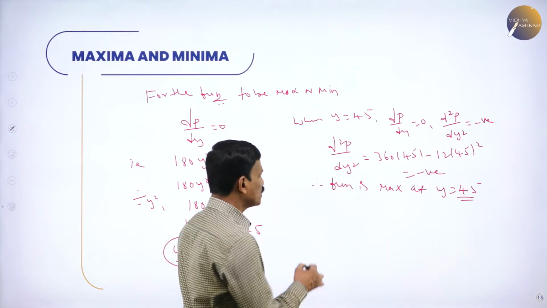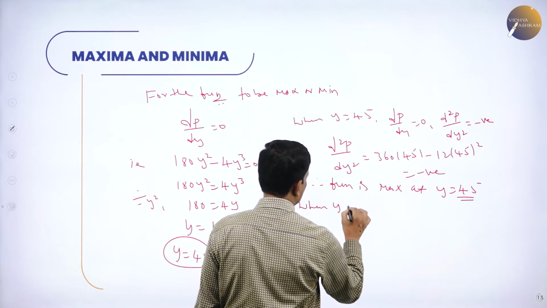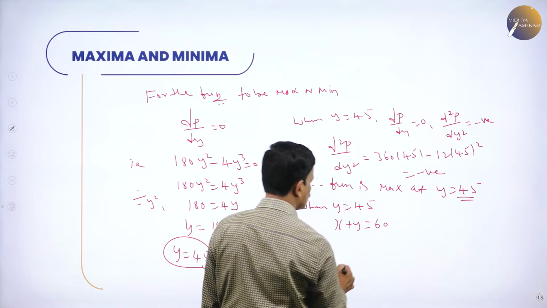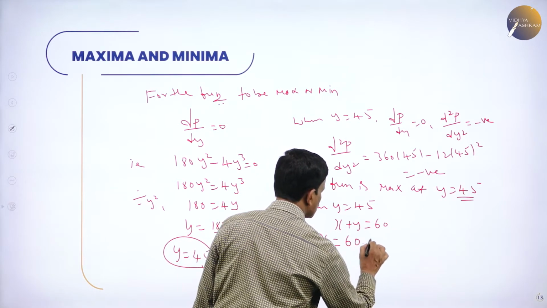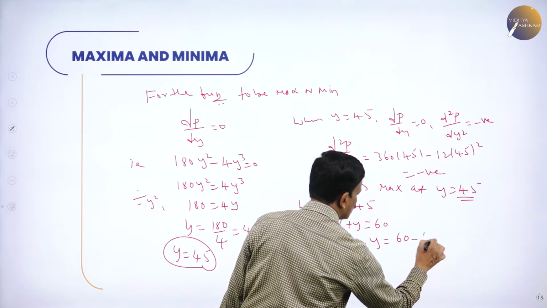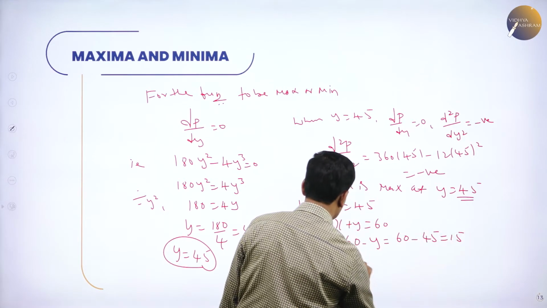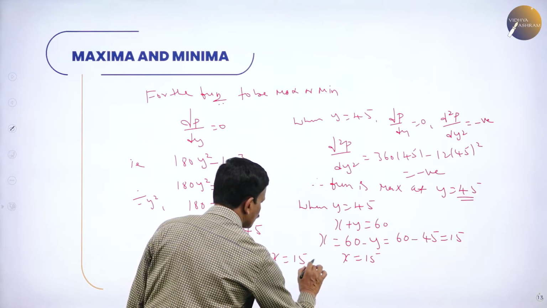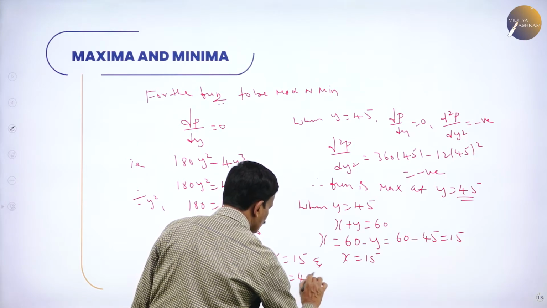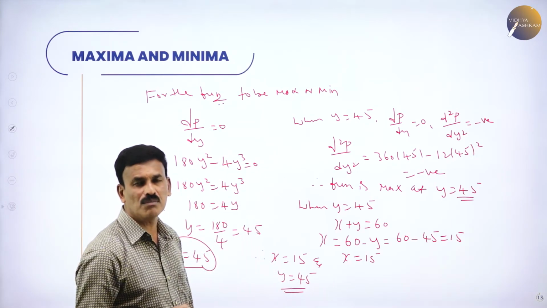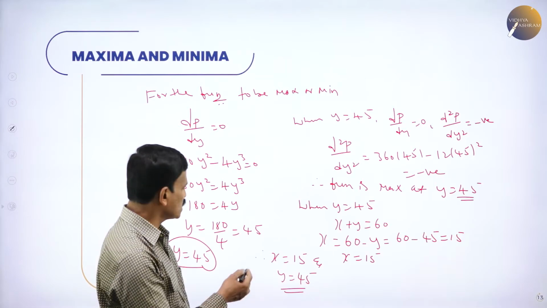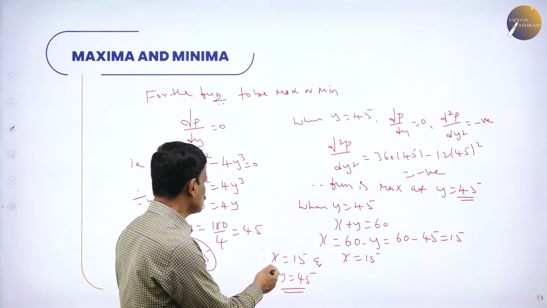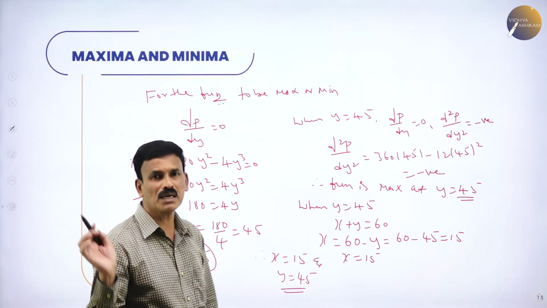Now when y is equal to 45, find out the other value. What is the given condition? x plus y is equal to 60. So x is equal to 60 minus y, that is 60 minus 45, which is equal to 15. x is equal to 15. So therefore the two numbers are x is equal to 15 and y is equal to 45. So that the sum is 45 plus 15 is equal to 60, and x into y cube, that is 15 into 45 whole cube, is maximum. That's it.